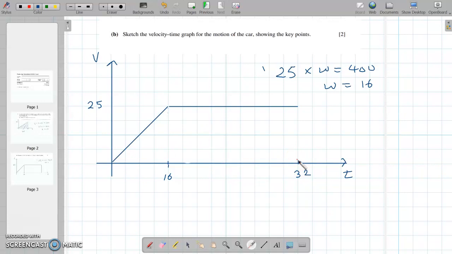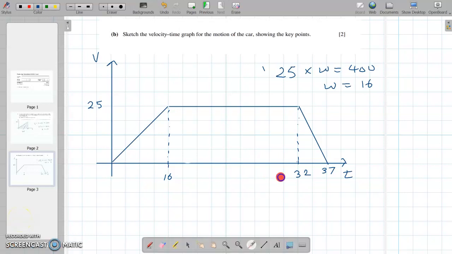So we put that in, and then it decelerates uniformly to rest over a period of 5 seconds. So this next bit is 5 seconds. And now it's going to decelerate, so it's going to be a straight line gradient going down. And that's going to be 5 seconds. So 32 plus 5 is 37.